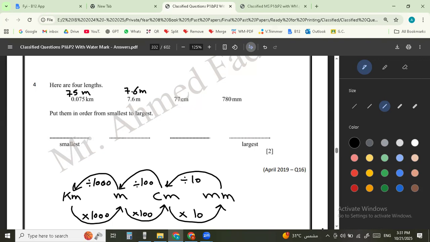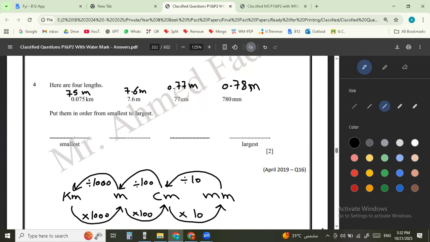And this, what are we going to do from centimeter to meter? Centimeter to meter, divided by 100. So it's going to be 0.77 meters. And from millimeter to meter, I'm going to divide by 10, then divide by 100, which is dividing by 1,000 from millimeter to meter. So dividing by 1,000 is going to be 0.78 meters.